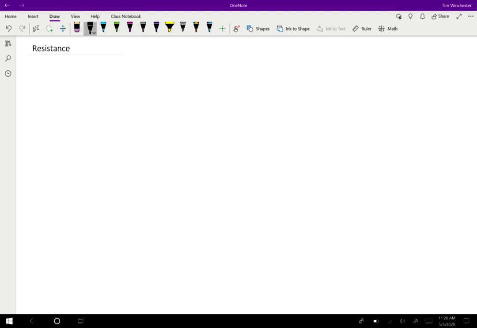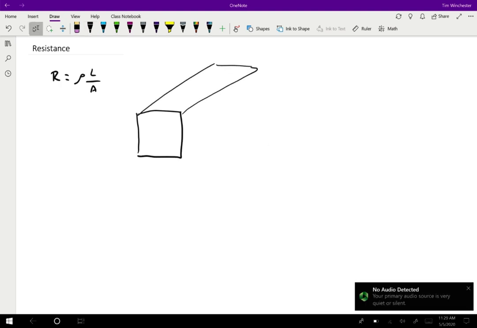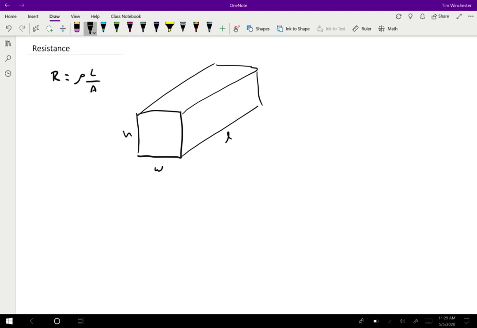I'd like to go into a little more detail about resistance. So recall that resistance is equal to rho L over A, where rho is the resistivity of the material, L is the length of the object, and A is the cross-sectional area. So let me sketch an object like so. And I'll just draw a box-shaped object. So it's going to have some length and some width and some height.